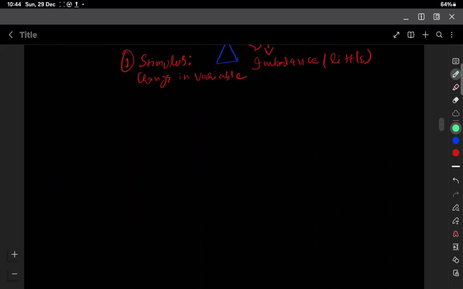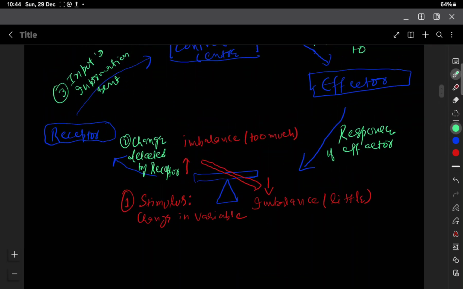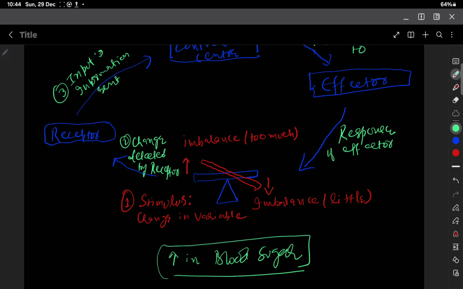Now I will explain this diagram in a simple way. Here the same thing happens. For example, in our body the glucose level, the sugar, is increasing. There is an increase in blood sugar levels. What will happen? Receptors will detect the change. So here there is a receptor, it will detect the change. The pancreatic cells will detect rising blood glucose levels after eating.